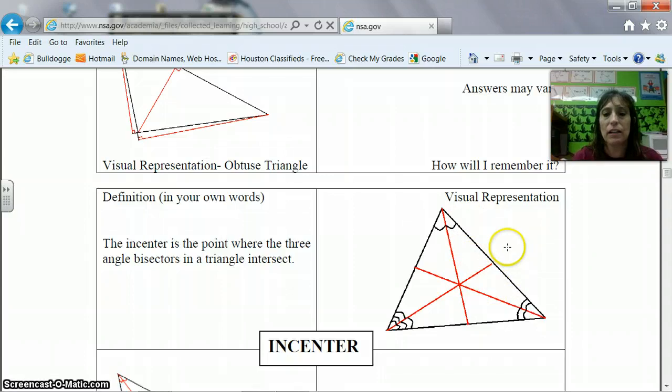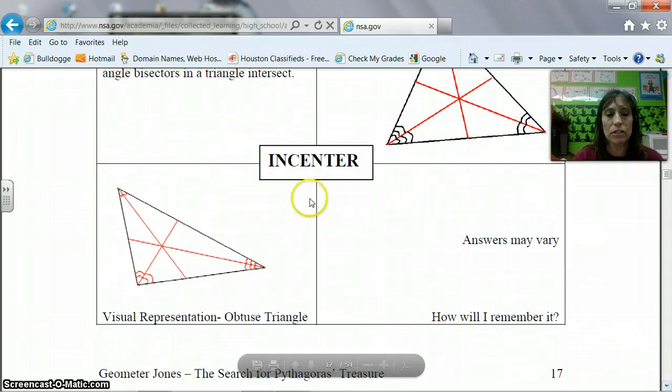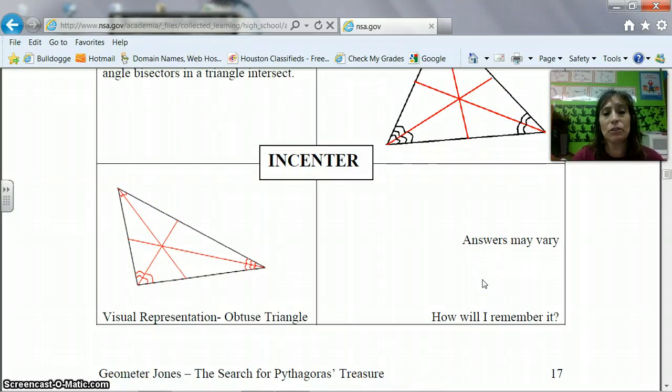bisect this line. And the great thing about this one is it's always inside, and it's basically where the center of the circle is from the angles. Okay, and here's another one of an obtuse triangle. It's still on the inside, and where it says, how will I remember this? I could remember it because it says incenter. Well, it's in the center of the triangle. Okay?